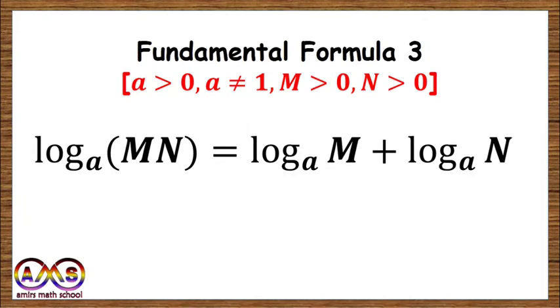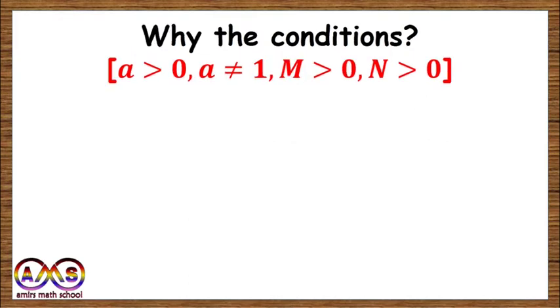Fundamental formula 3. a greater than 0, a not equal to 1, m greater than 0 and n greater than 0. In this case log base a of mn is equal to log base a of m plus log base a of n. That is, the logarithm converts the multiplication form of numbers into addition. Why the condition a greater than 0, a not equal to 1, m greater than 0 and n greater than 0?